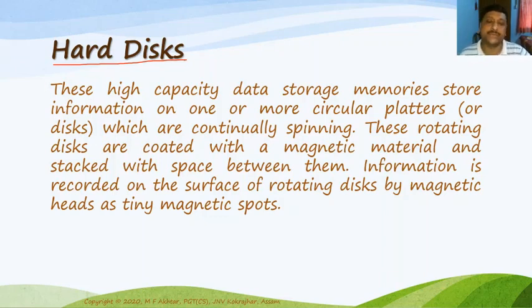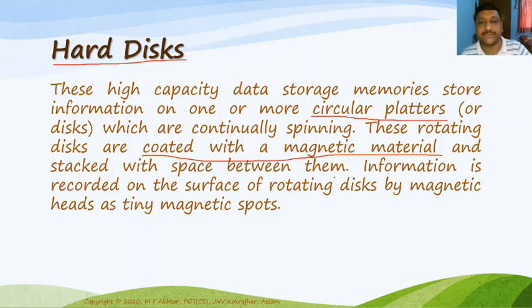Now see what is the inner working of the hard disk. There are one or more circular platters. Platters means plates, circular plates on which data is stored, and these platters spin continually. These rotating discs are coated with magnetic material and stacked with space between them. More than one platter is stacked one above another.